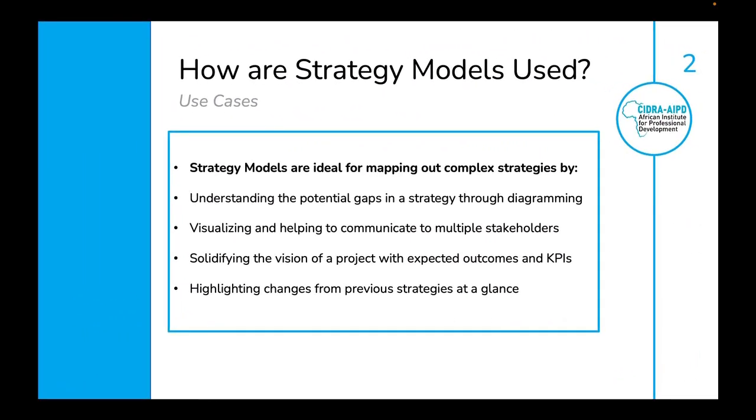Some use cases of strategy models. Strategy models are ideal for mapping out complex strategies by understanding the potential gaps in a strategy through diagramming. You really can't see a lot of these weaknesses unless they're all put out in front of you, until someone can ask a question, like, hey, why are you just going to put the salmon on your car dashboard, for instance, and let it cook? If it's really cold out, perhaps it's not going to cook.